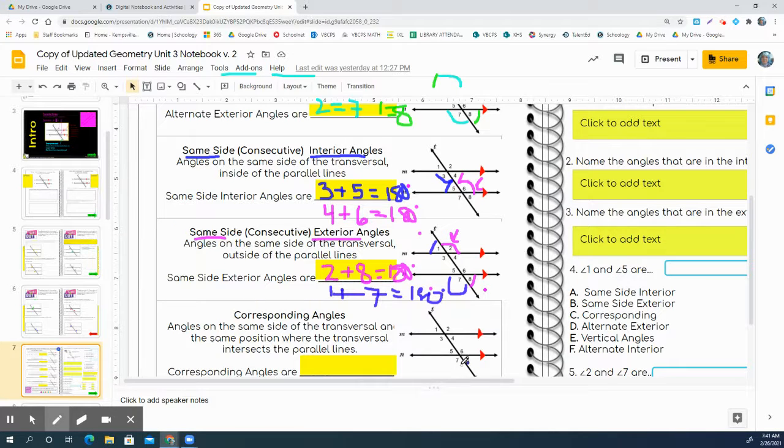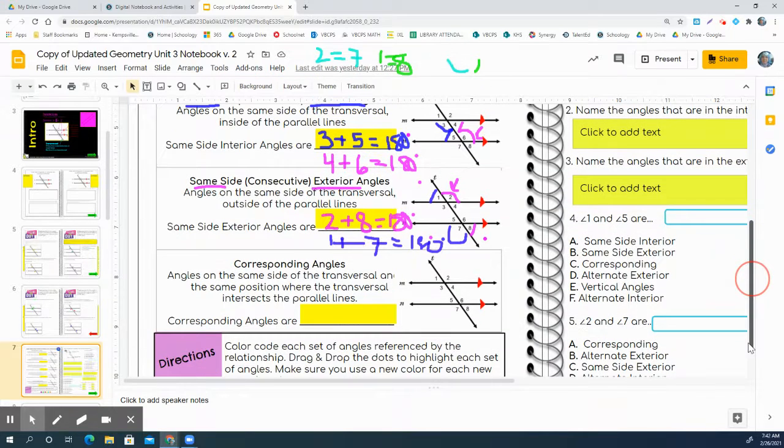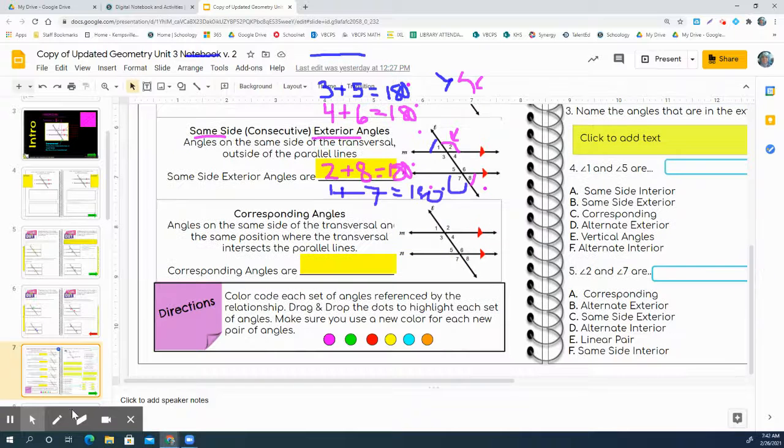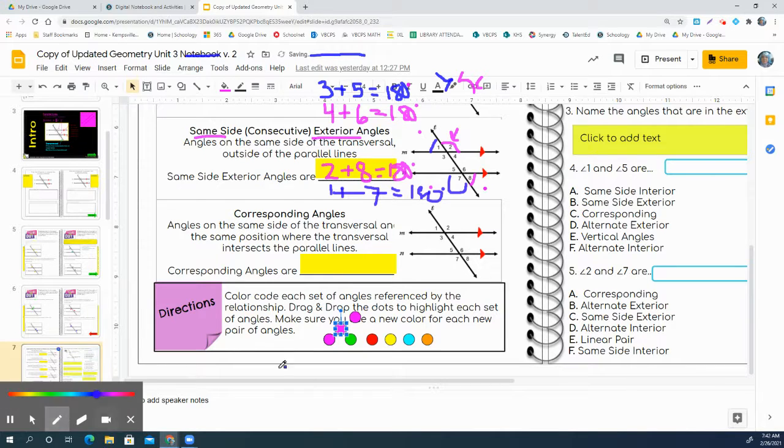Okay. Corresponding angles are some of the hardest ones. So let me see if I can slide down here a little bit further so you can see those a little more clearly. What corresponds to angle 1? And I'm going to see if I can drag these dots. Oh, they don't want to drag. Okay. What corresponds to angle 1? If that's the northwest corner of this intersection, what corresponds to angle 1?